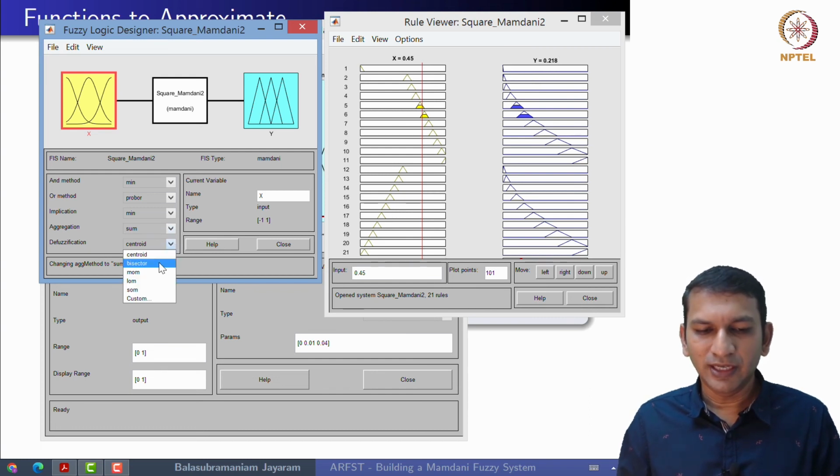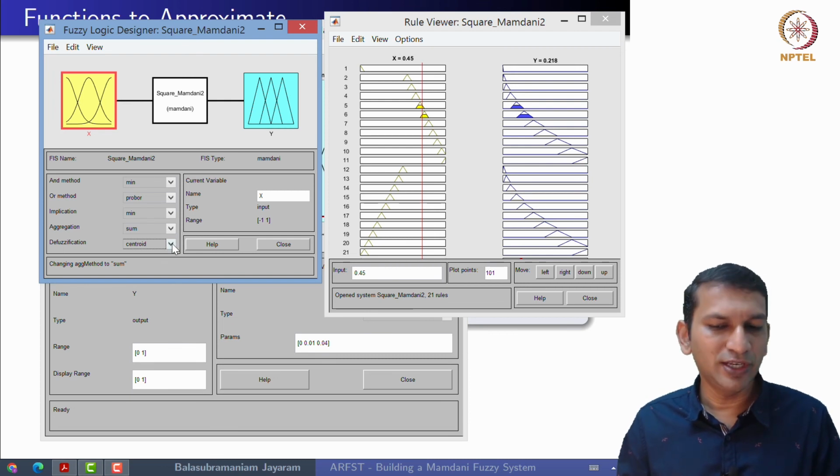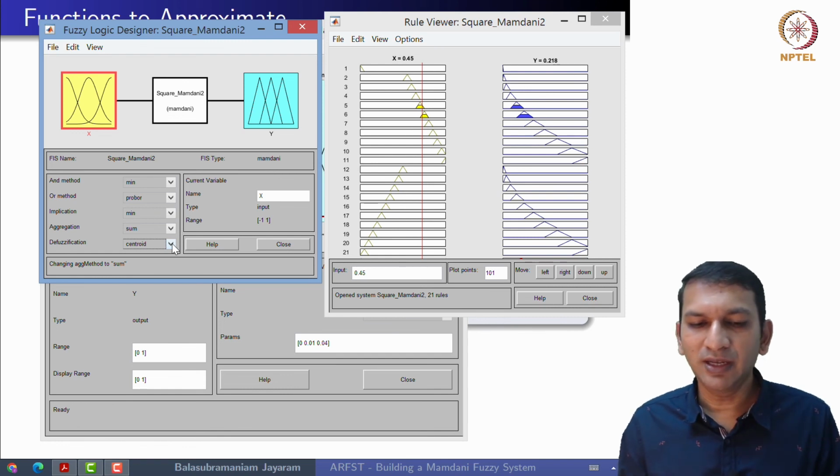Instead of centroid, if you use some other defuzzification, since it is not clear in this diagram here, we will not change it now. We will look into the different defuzzification methods, how they change, perhaps when we take up building a TSK fuzzy system to approximate a function.